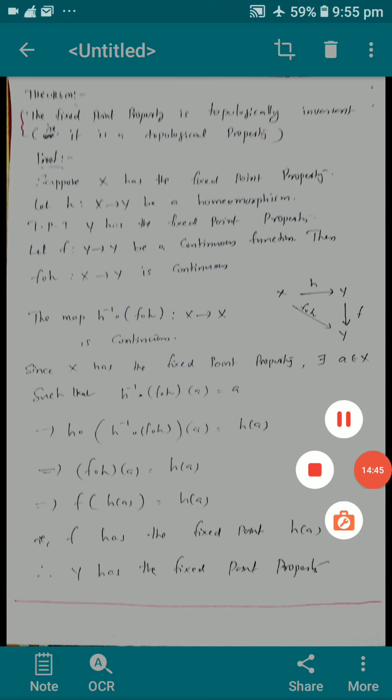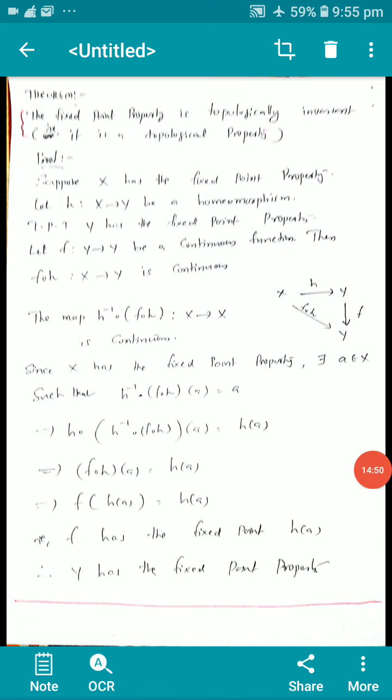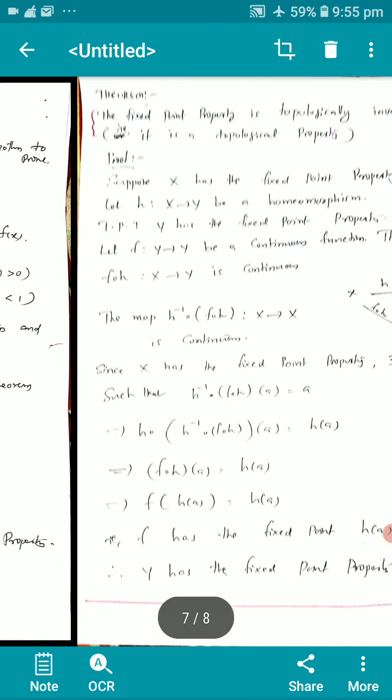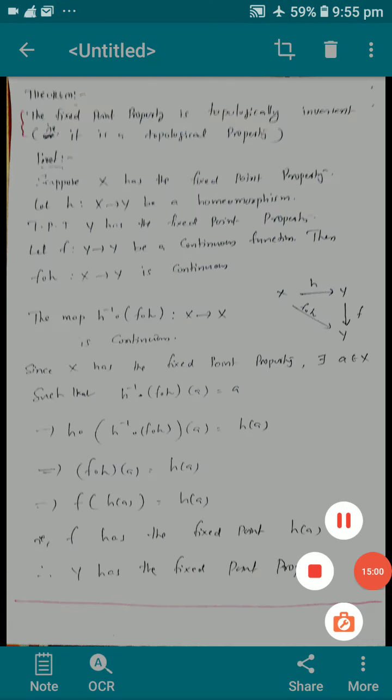That's all about the video. Read the notes properly and discuss them, and any doubts, mark them out.